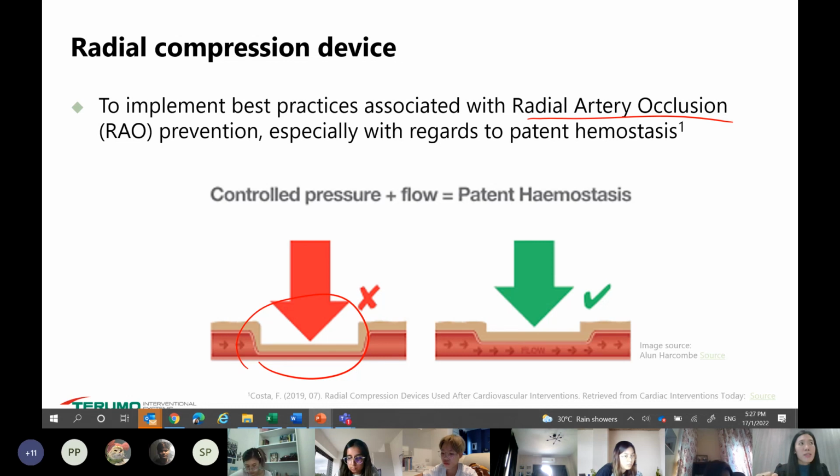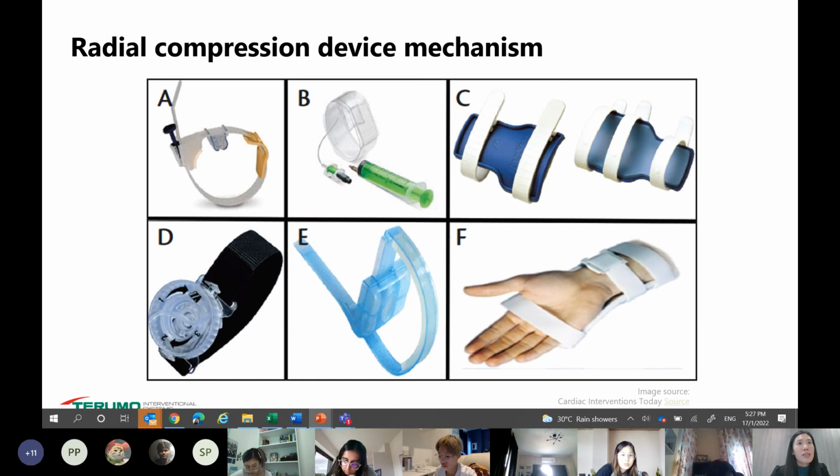So what happens is that we realized there's a need for a specific device that helps to minimize this, that helps to stop the bleeding. It stops the bleeding but still allows for flow, and there's something called patent hemostasis. And that's what most of the radial compression devices try to achieve. They try to make sure that the compression is just enough to stop the bleeding, but blood can still flow to your hands so that your hands will not be numb.